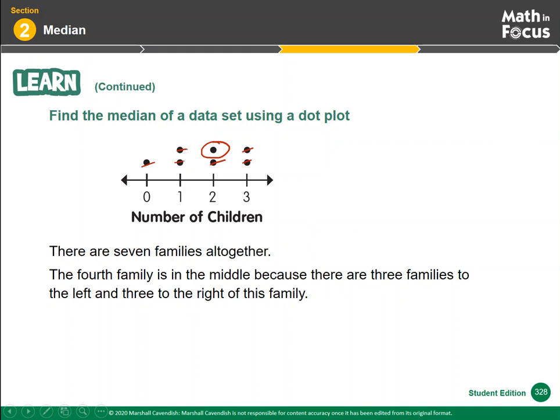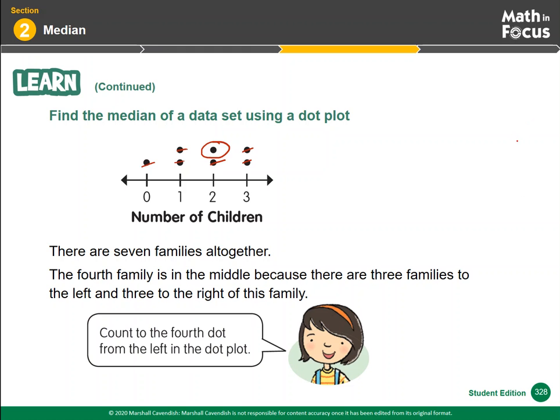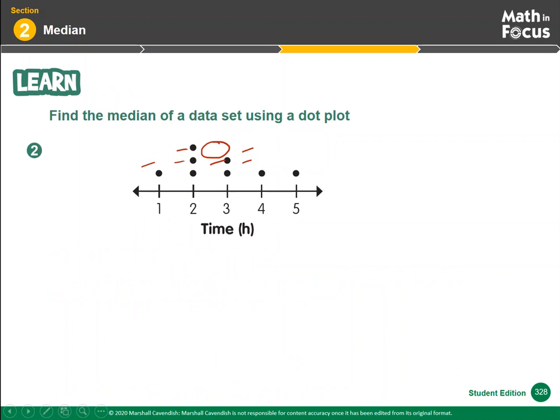Okay, so let's go on. So what they're saying is that the 4th, so we have 3 families on this side, 3 families on this side, so there's the middle number. All right, count to the 4th dot from the left on the dot plot. Okay, so the median number is 2. That's how I do it, by crossing out. I just find it to be more methodical than just kind of thinking of it in my head.